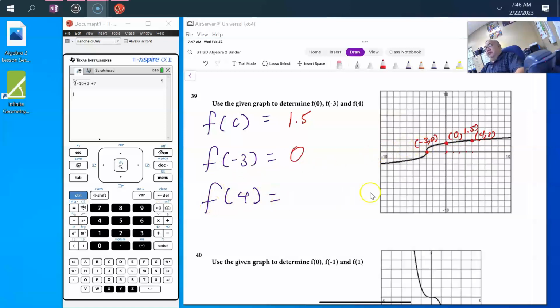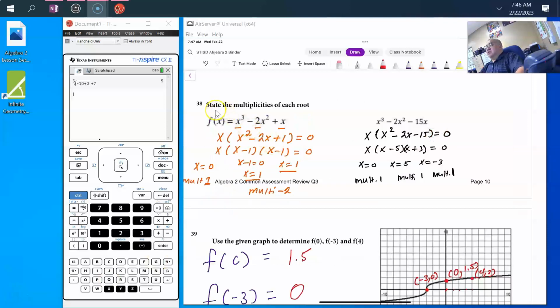And then we have f of 4, so we go to 4, and you just tell me what the y value is. And that's how you find f of 0, f of -3, and f of 4. This one says state the multiplicity of each root. So this is a polynomial of degree 3, so we have 3 roots.